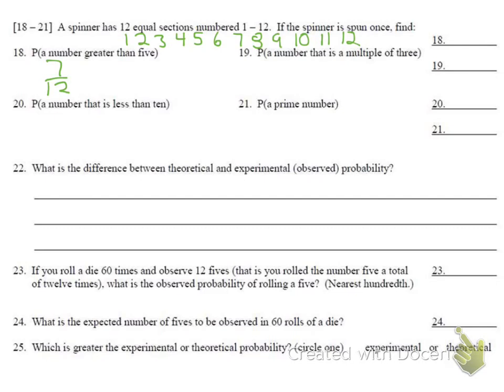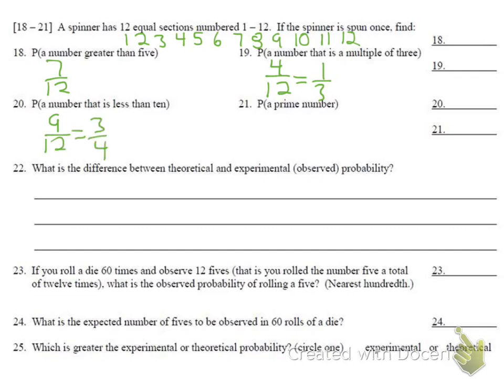Number that is a multiple of 3. Multiples of 3, I have 3, 6, 9, 12. So there's 4 out of 12, or 1/3. Number is less than 10. That's 1 through 9. So that's going to be 9 out of 12, or 3/4.